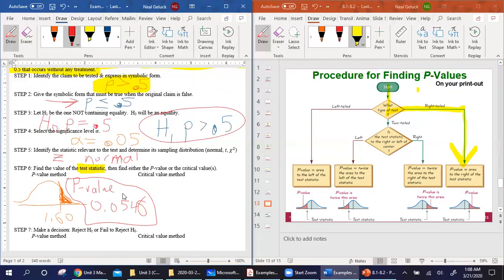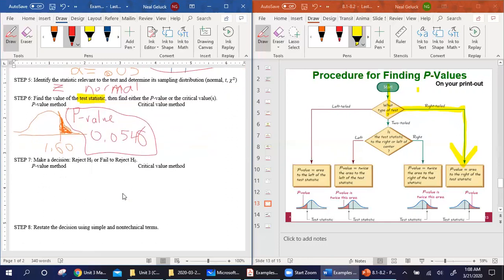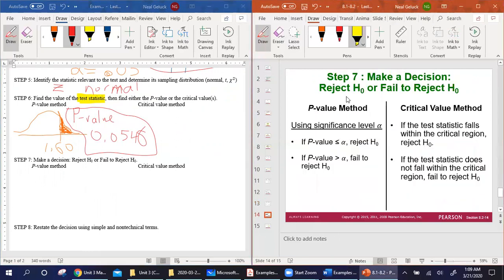I'm going to do step 7's p-value method, and then I will jump back up to the critical value method for steps 6 and 7. Basically, these are two different ways to get to the same answer. So on step 7, p-value method, make a decision to reject or fail to reject. Looking at my notes, with the p-value method, if the p is less than or equal to alpha, we reject. If it's greater than alpha, we fail to reject.